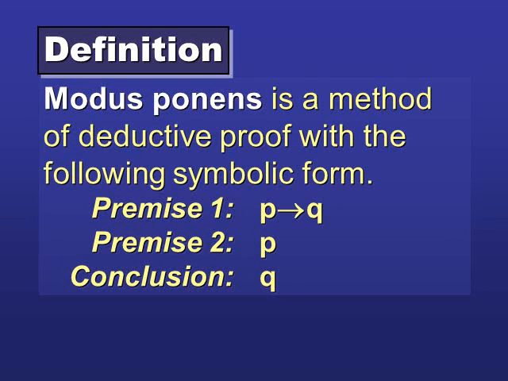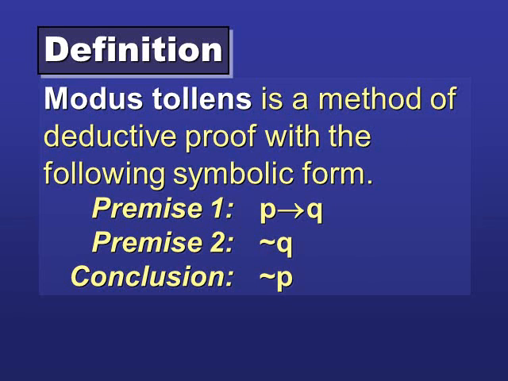Modus ponens is a method of deductive proof with this symbolic form. If P, then Q is what you're starting with. The next premise is that you have P, and then your conclusion is therefore Q. Then you have your modus tollens. Remember, tollens is bearing, taking away, removing. So you'll have if P, then Q, but then you're talking about not Q, therefore not P. Because remember, if not P, then not Q is also true, because that's the converse.